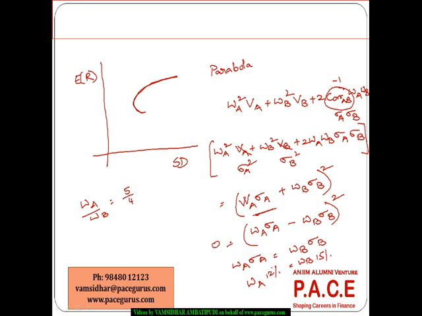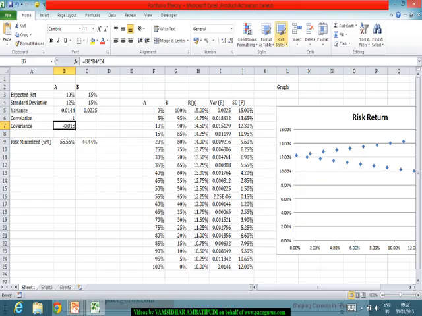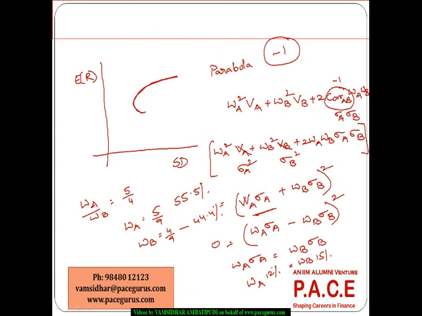So if I have invested in such a way that WA is 5 by 9 and WB is 4 by 9, which is around 55.5% in A and 44.4% in B, I could have made a portfolio variance of 0 in case the correlation between them is perfectly -1. So all we are trying to see from this mechanism is that correlation plays a very important role in deciding the optimal portfolio combination.